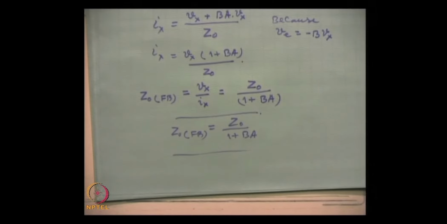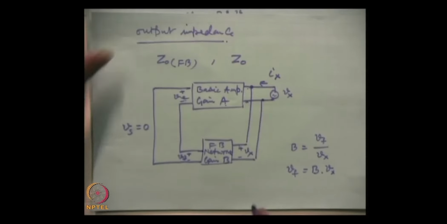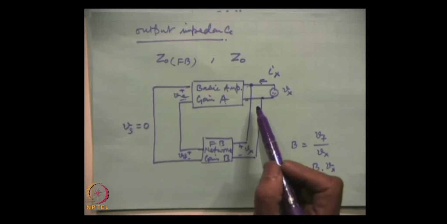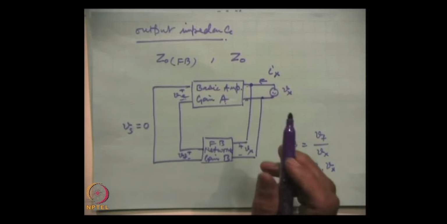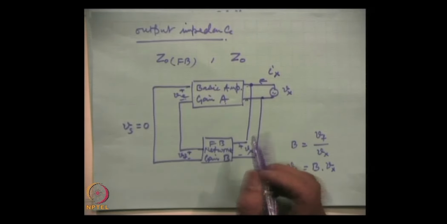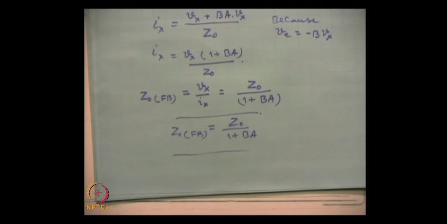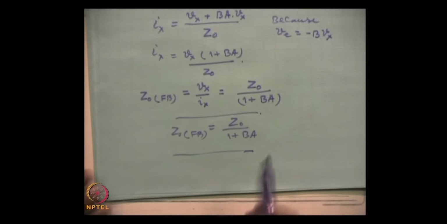As I said in the beginning, the same thing we are now finding, that in this configuration the output has a shunt connection, and shunt connection is going to reduce the magnitude of the impedance, and all variations are governed by the factor 1 plus B A. I have derived this relationship just for one input and one output, but the analysis can continue for all.